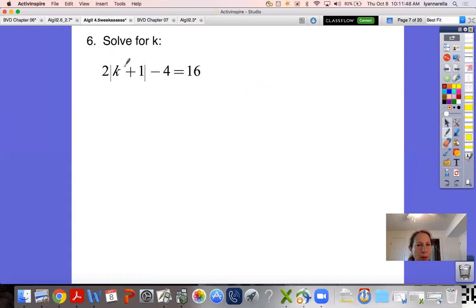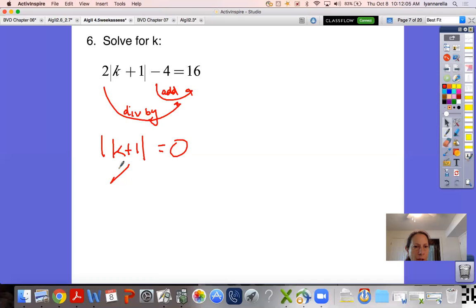Solve for k. Remember to isolate first. So you would say take the 4 over by adding it, and then divide both sides by 2. And then when you have this k plus 1 all by itself inside the absolute values, then you make your 2 equations. And don't forget to check for extraneouses.